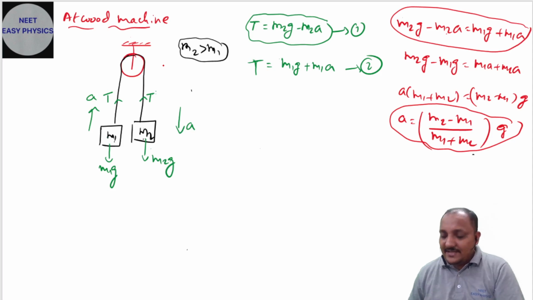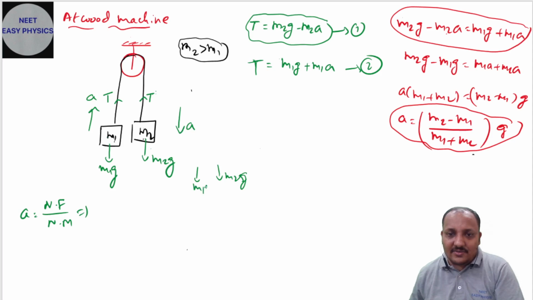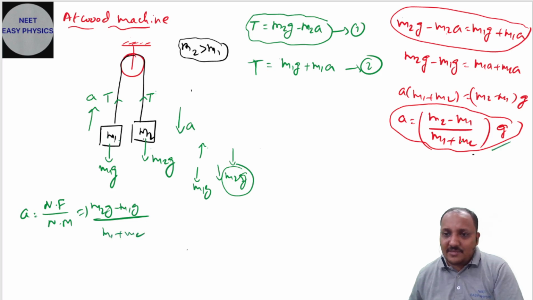Instead of doing all this, we can also do it directly. Acceleration is nothing but net force by net mass. What is the net force? One force is M2G, another force is M1G upwards. But M2G is acting downwards, so it is going to pull M1 upwards. M1 is going to move upwards, M2 is going to move downwards. Now, which force is more? M2 is more than M1. Therefore, net force is M2G minus M1G, and net mass is M1 plus M2. You get the same equation within one step.